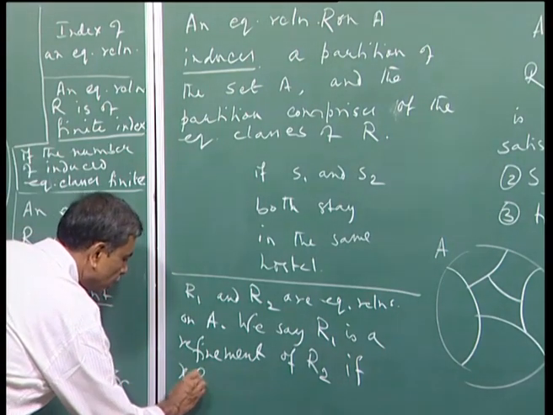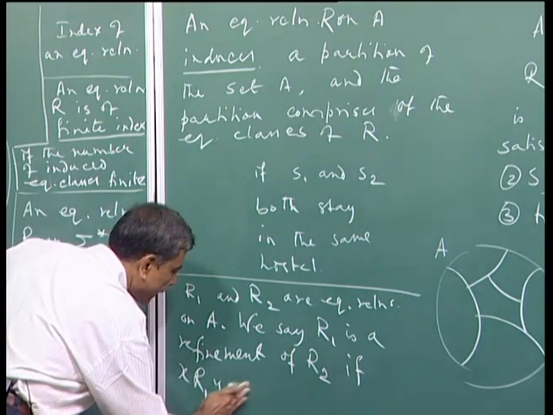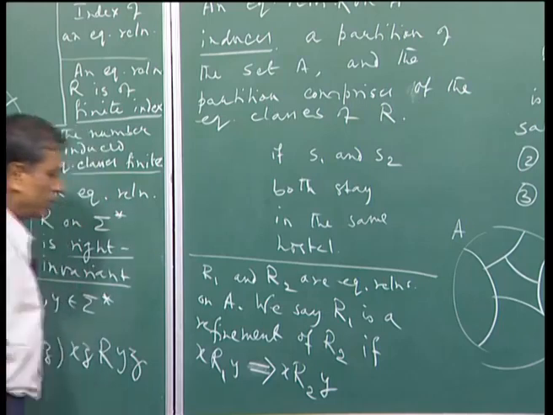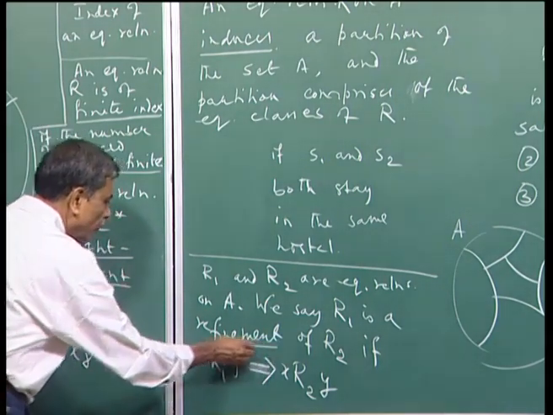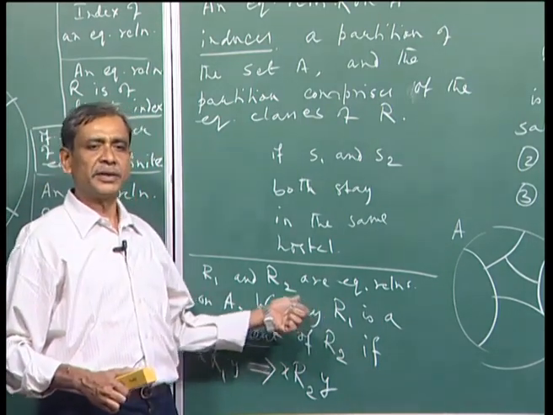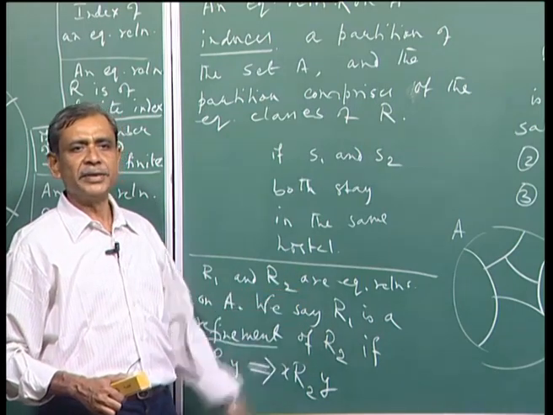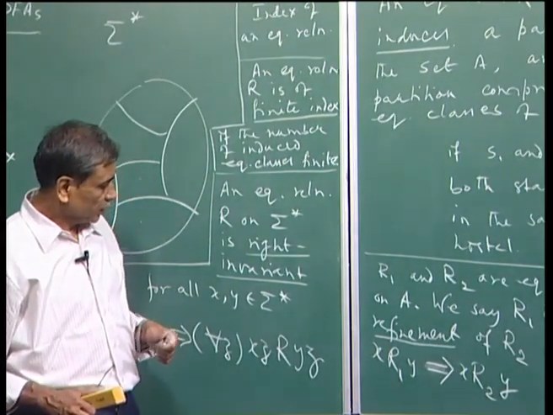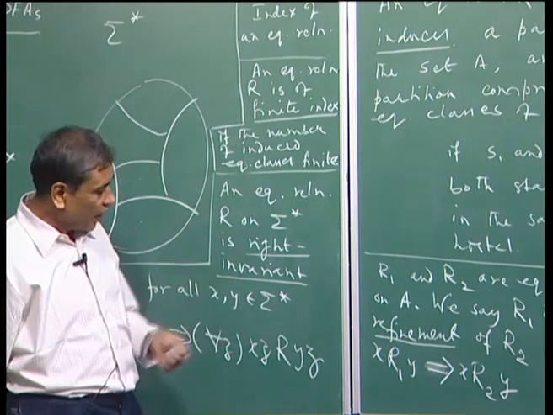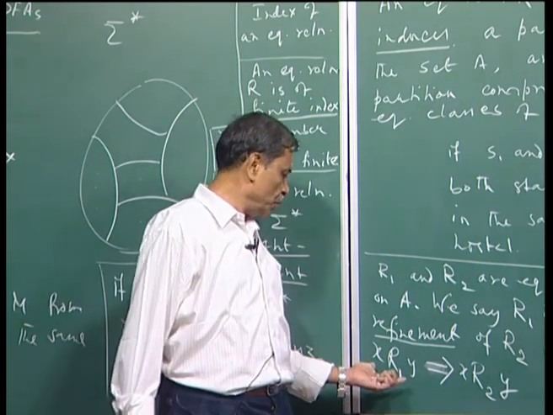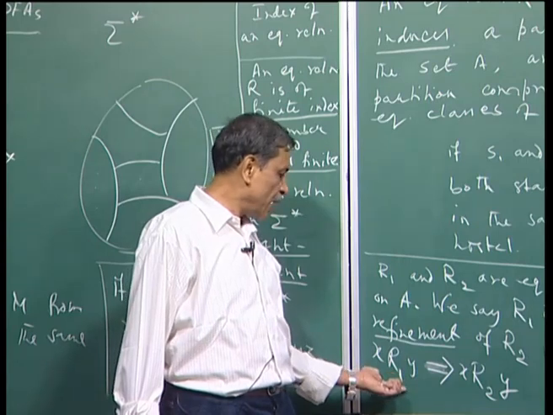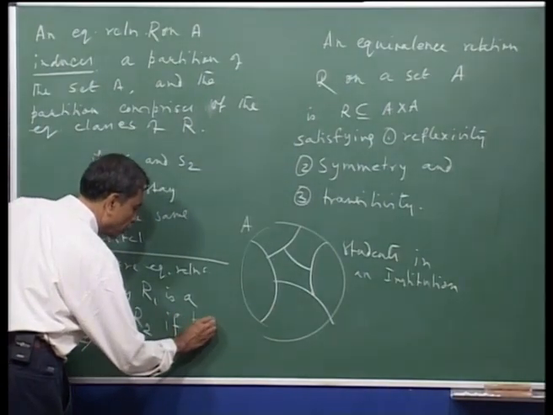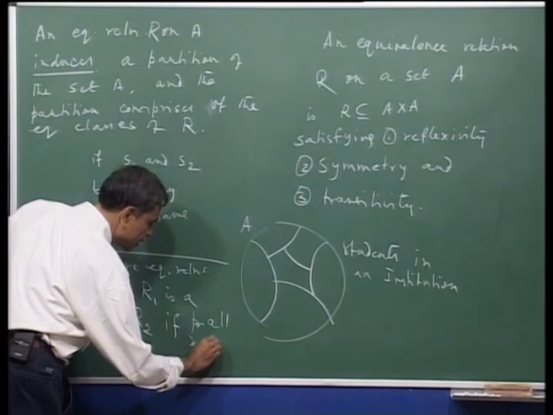x R1 y implies x R2 y. So, this is the definition of when two equivalence relations are such that one is a refinement of the other. Very simple definition. It says that R1 is a refinement of R2 if whenever you have two elements related by R1, then they will also be related by R2. This is, of course, true for all x, y in the set A.